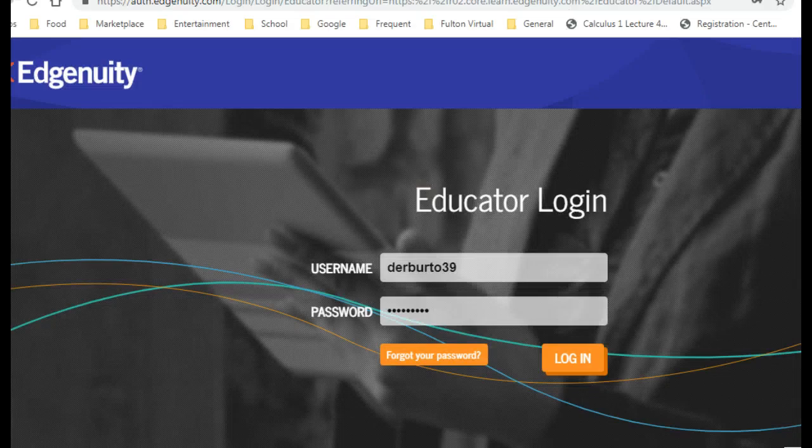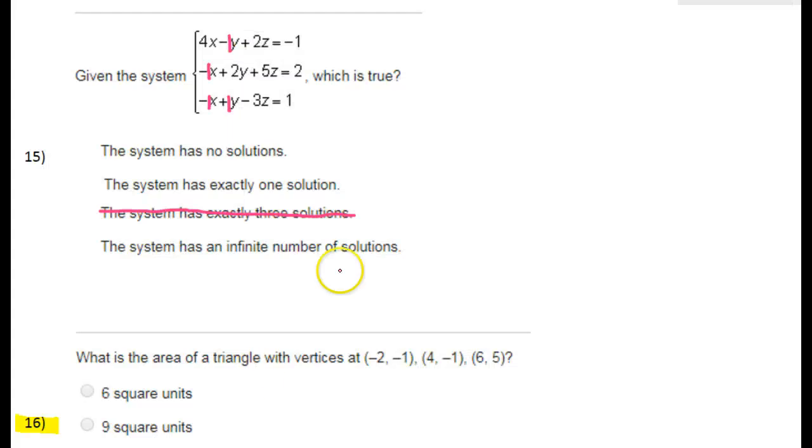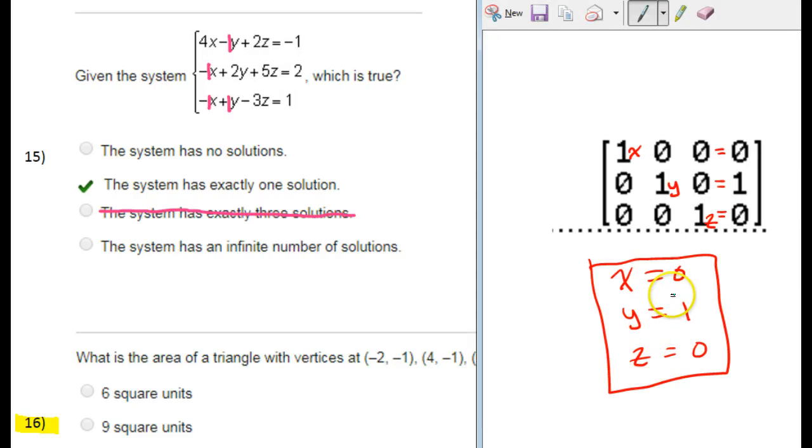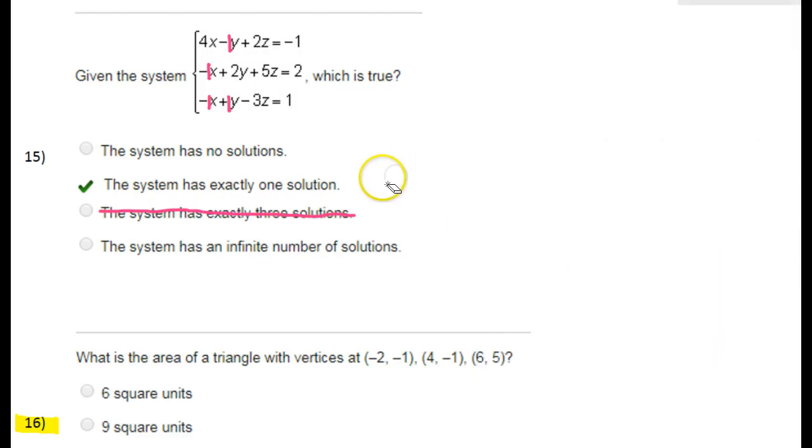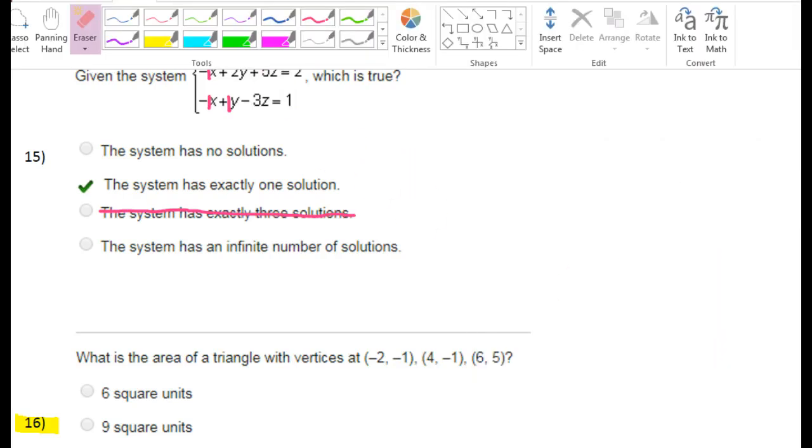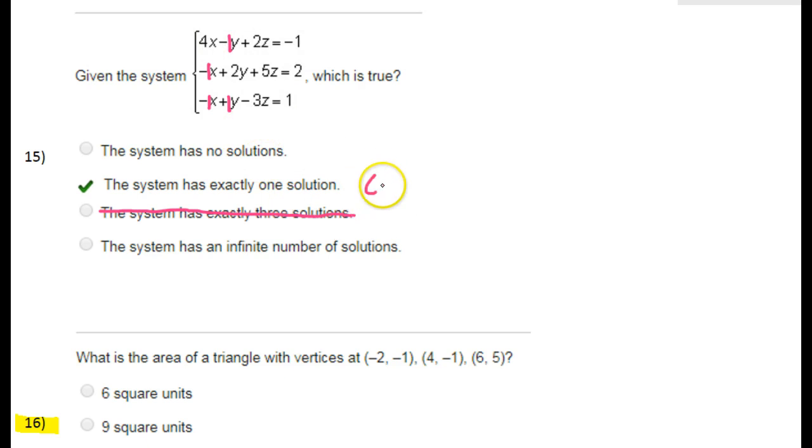So for this particular problem, the system has exactly one solution. So let's take a look at that. Okay, and the solution is what we just found, 0, 1, 0. So not only did we find that it has one solution, but we found what that solution is.